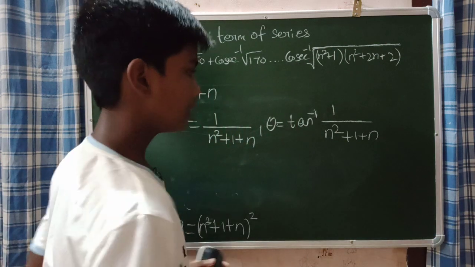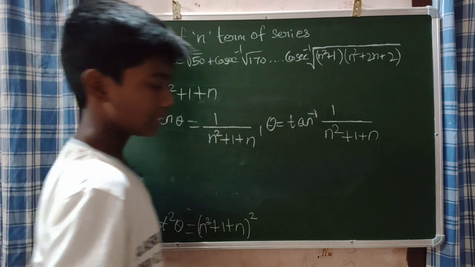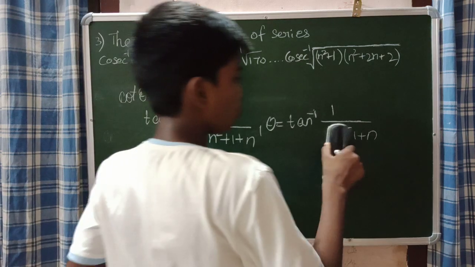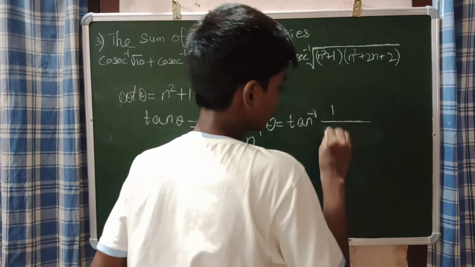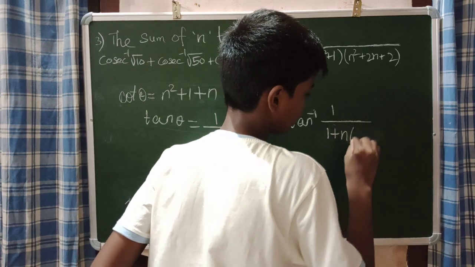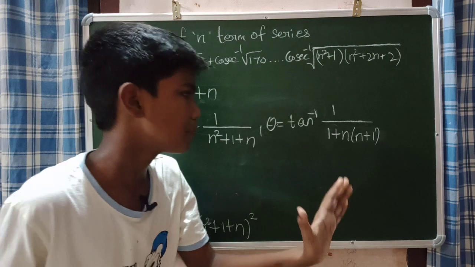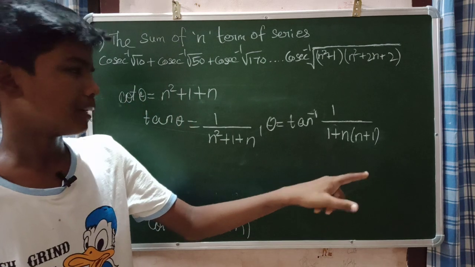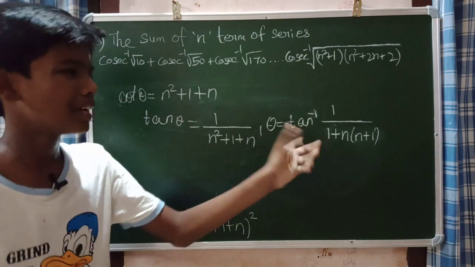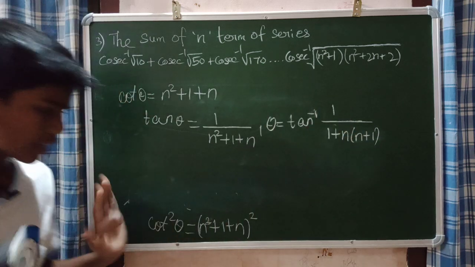So what I am going to do is write this n square plus 1 plus n as 1 plus n into n plus 1. That I am just writing like that. That means 1 plus n into n plus 1, because n square plus 1 plus n can be written as 1 plus n into n plus 1. That's what I wrote.